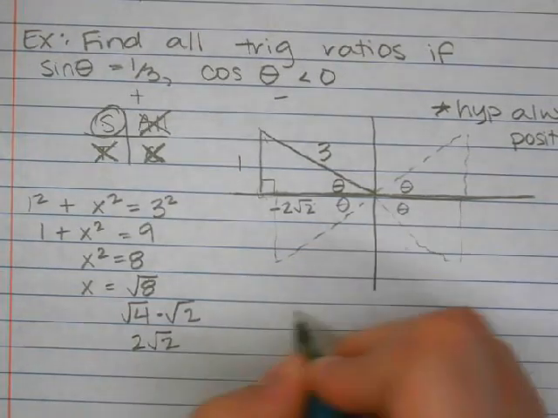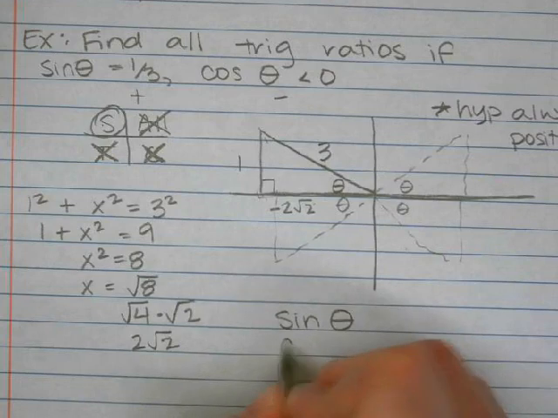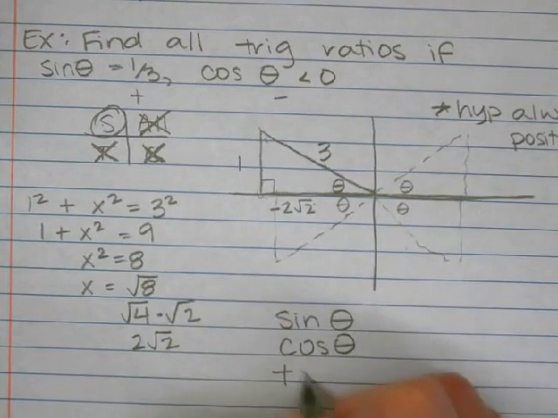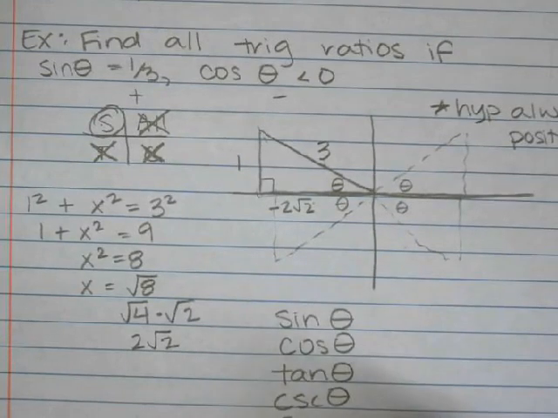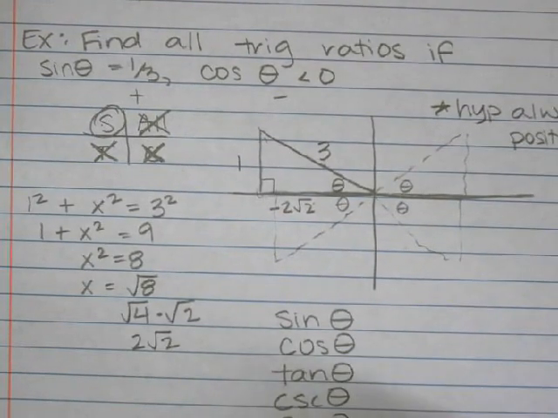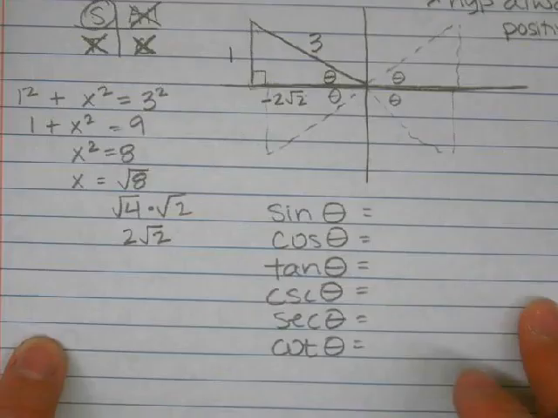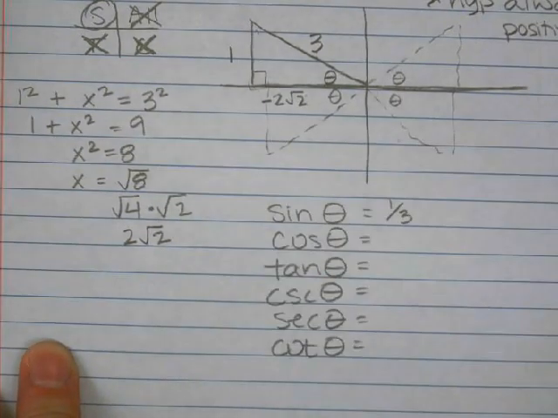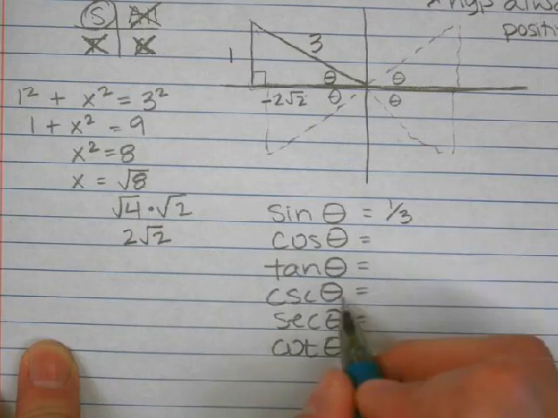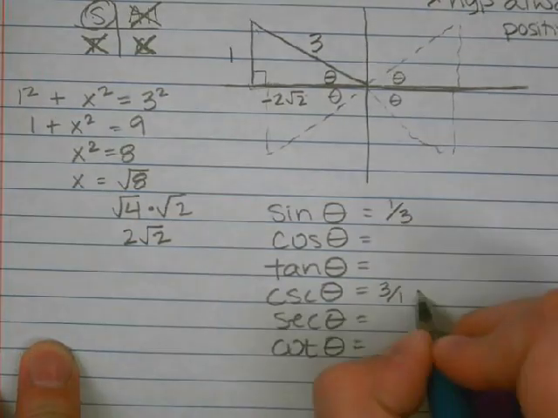So now I'm going to go through and I'm going to write all my trig functions. So sine theta, cos theta, tan theta, cosecant theta, secant theta, cotangent theta. Yes, you need to put the theta every single time. So sine theta is opposite over hypotenuse, 1 over 3. We already knew that. Cosecant theta is going to be the flipped version of that, 3 over 1, which is just 3.